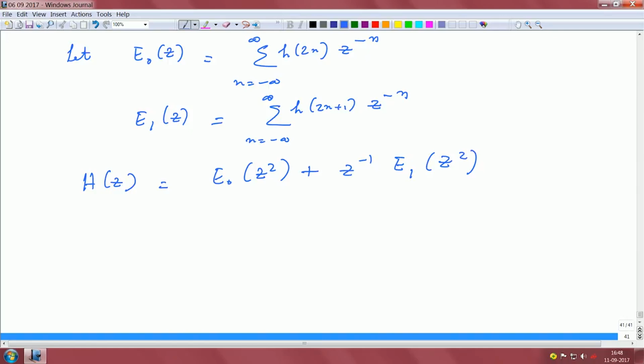So now what is happening here, we have decomposed the original filter into two sub filters that could potentially be of lower order, right. So we will see this with an example.